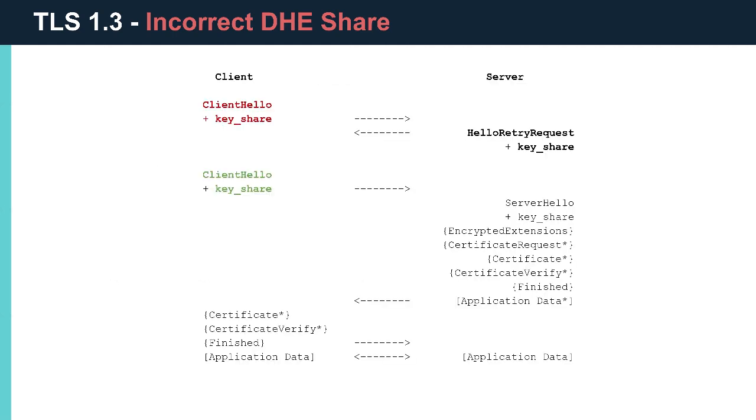So there we see the client hello with a key share being presented, the hello retry request coming back with the key share of things the server supports, and the client can then send an updated key share message.